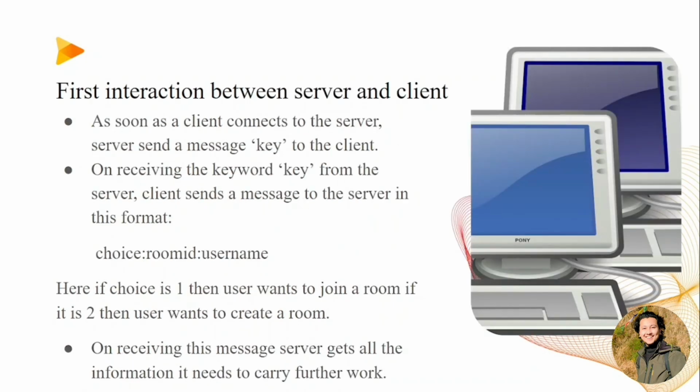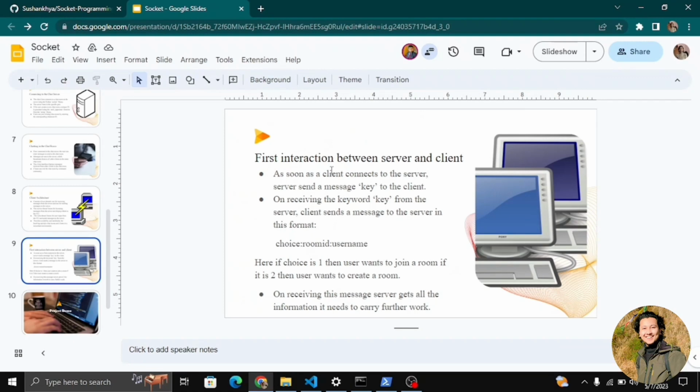Let's see the first interaction between server and client. When a server is started, it is continuously listening for clients to connect. As soon as a client is connected, the server sends a key message to the client, which on receiving it sends the relevant information about the user's username and what the user wants to do, if he wants to join a room or create a room. If he wants to create a room, then the server creates a room ID and sends it to the user, and the user connects to that room after that.